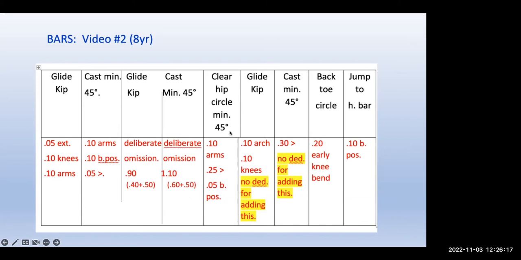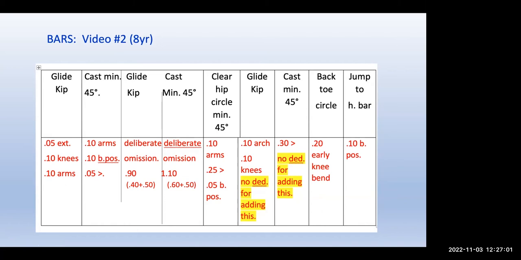Then she did the clear hip right after her first cast, and she had bent arms. Her angle was low. We took 0.25 and 0.5 in body. She did kip cast after that. She had a little archy in her body and 1/10 for knees. And then we took 3/10 on her additional cast of 45, which was low. So we had the 3 for the angle. We didn't deduct for adding that because she needed to get there to do the back toe circle. So she added it after the clear hip. So she was supposed to go kip cast, then clear hip, then right into the back toe circle.